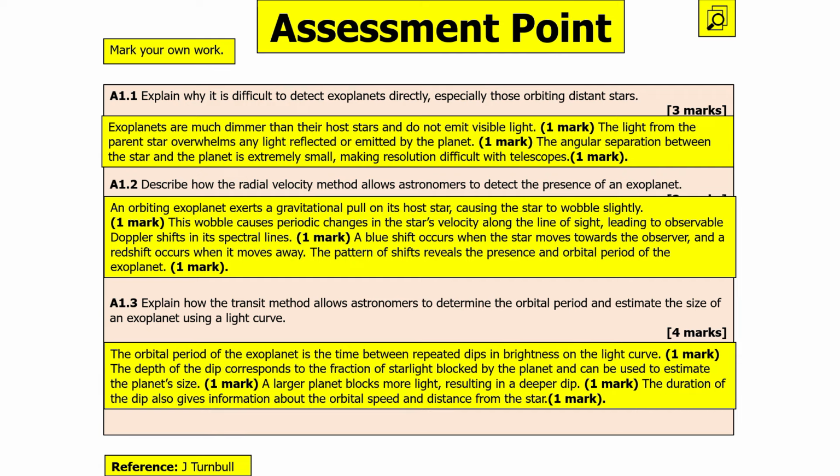The orbital period of an exoplanet is the time between repeated dips in the brightness on the light curve. The depth of the dip corresponds to the fraction of starlight blocked by the planet and can be used to estimate the planet's size. A larger planet blocks more light, resulting in a deeper dip. The duration of the dip also gives information about the orbital speed and distance from the star.